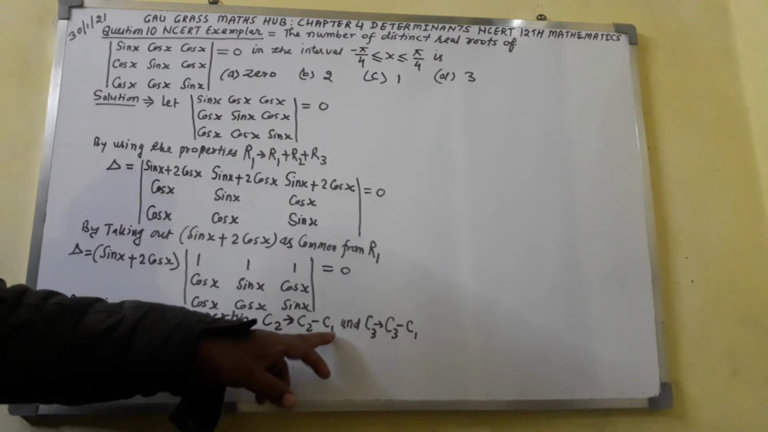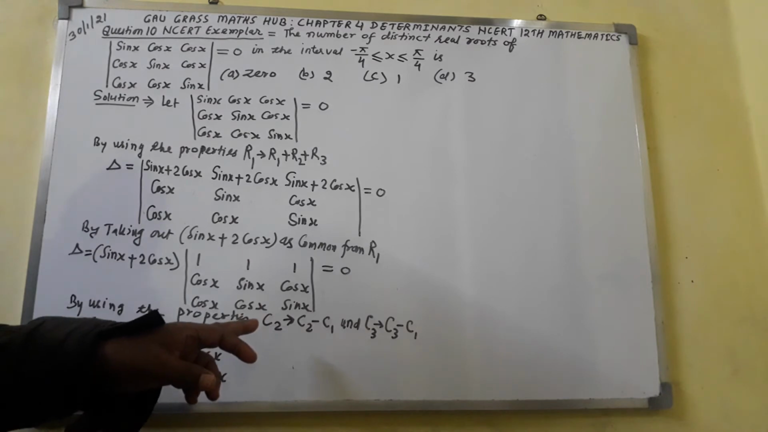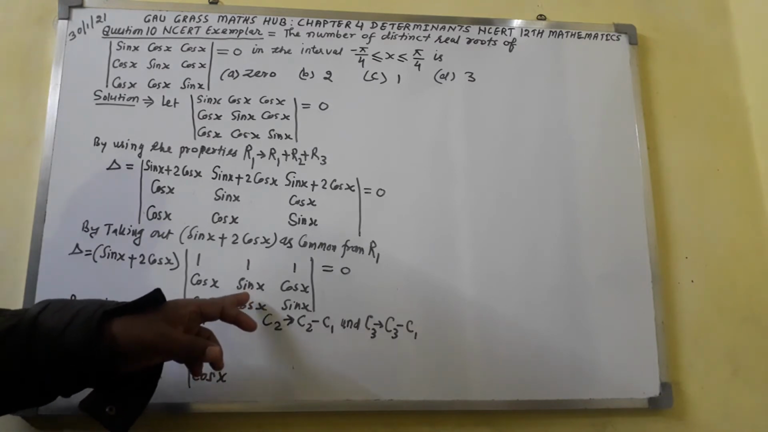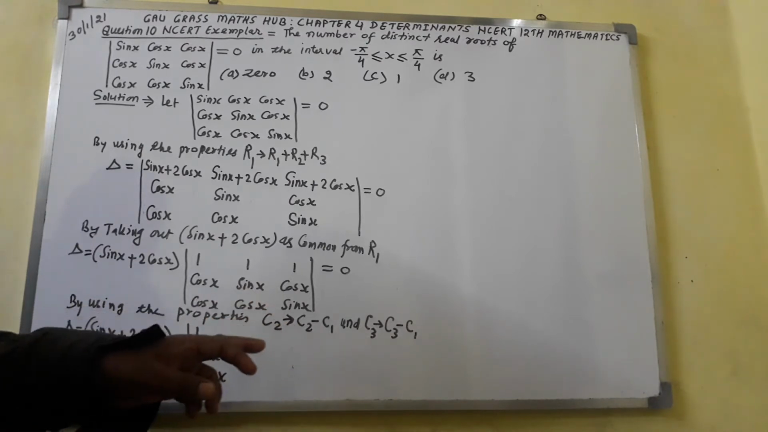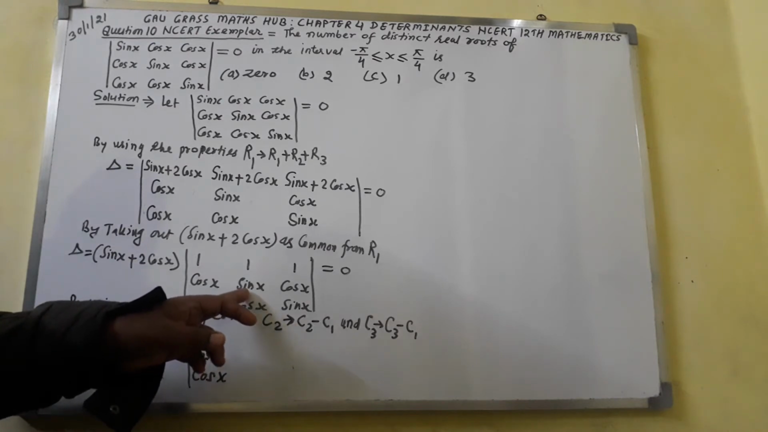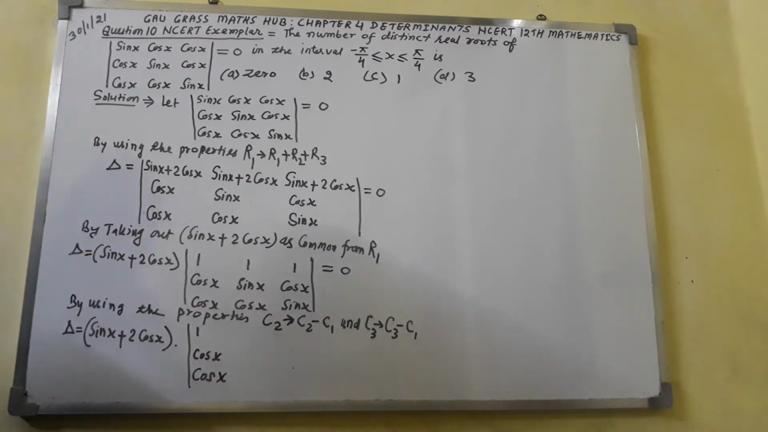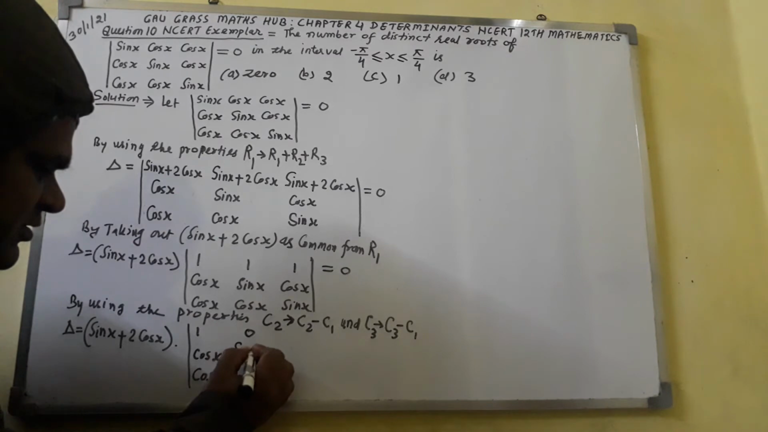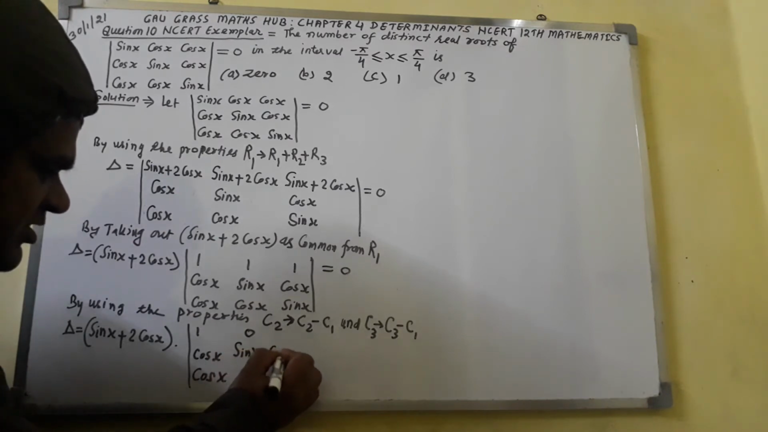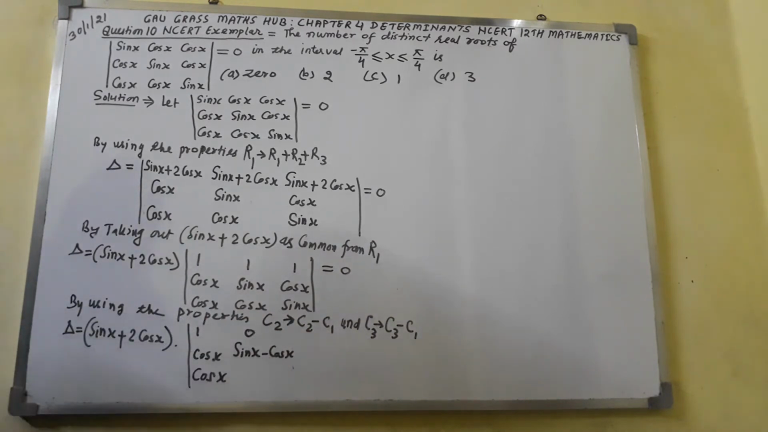C2 goes to C2 minus C1. So if I take the element of C2 as sin x, then sin x minus the corresponding element in the first column, which is cos x. So here you will get 0, here it will become sin x minus cos x. C2 minus C1, you will get here sin x minus cos x.